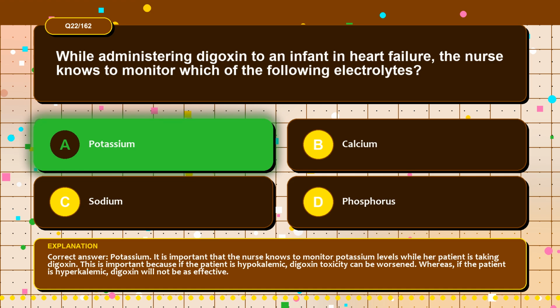It is important that the nurse knows to monitor potassium levels while her patient is taking digoxin. This is important because if the patient is hypokalemic, digoxin toxicity can be worsened. Whereas if the patient is hyperkalemic, digoxin will not be as effective.